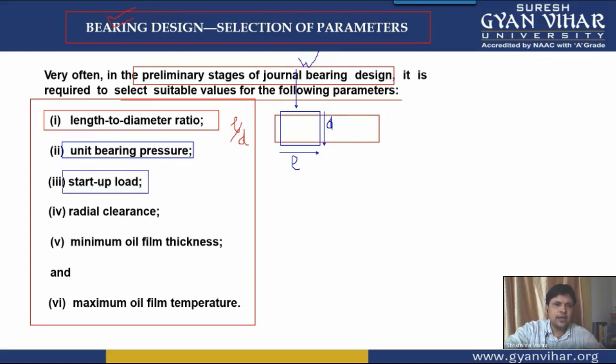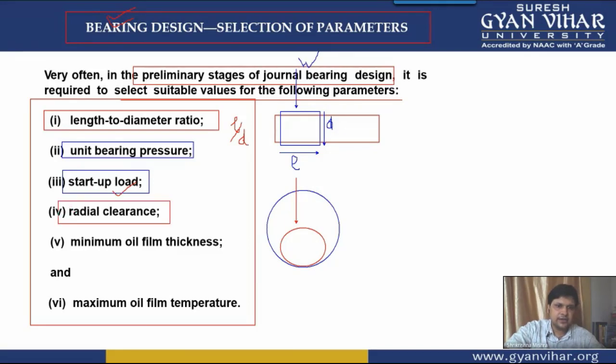Then the startup load. As I have already told you, the problem at the start is that there is metal to metal contact and the whole of the load is acting on the bearing. So that startup load has to be carried, and for that you will have to give a starting torque. That is important. Then radial clearance, the clearance between the shaft and the journal. That is also important. Capital R means the radius of the bearing and small r the radius of the journal, and the difference of these two will give you the radial clearance.